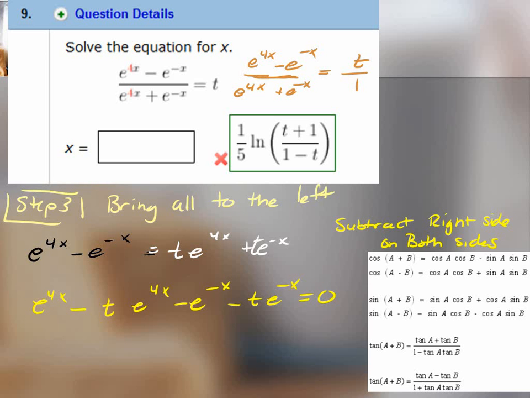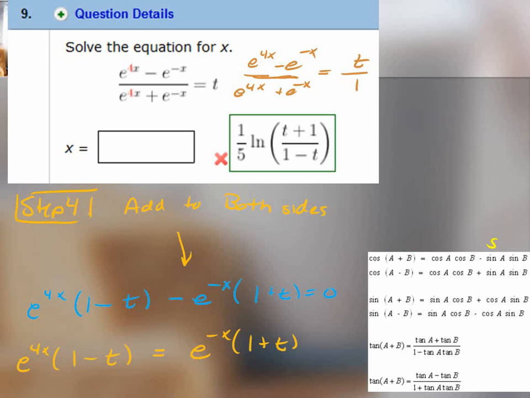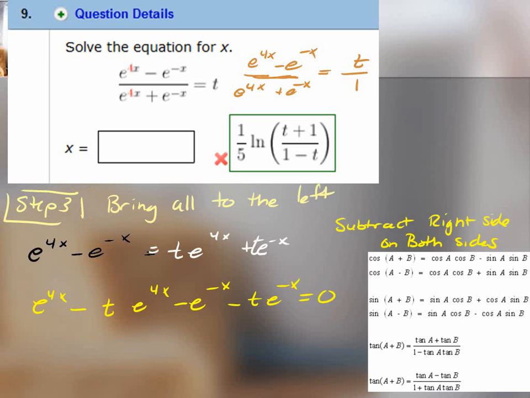So what I did next, I'm going to do some factoring. See these e to the 4x's here? I'm just going to pull the e to the 4x to the left. See the e to the minus x here? I'm going to pull it to the left too. So I'm going to factor that out to the left, backward distributive law.